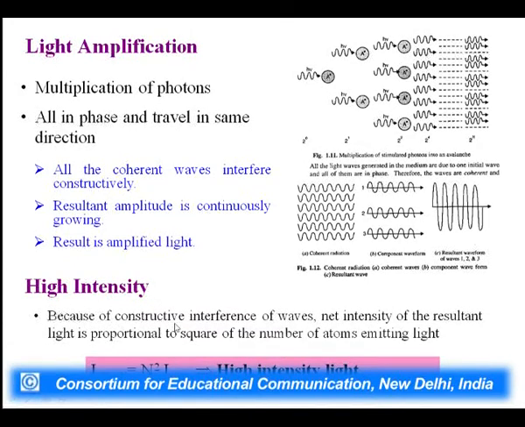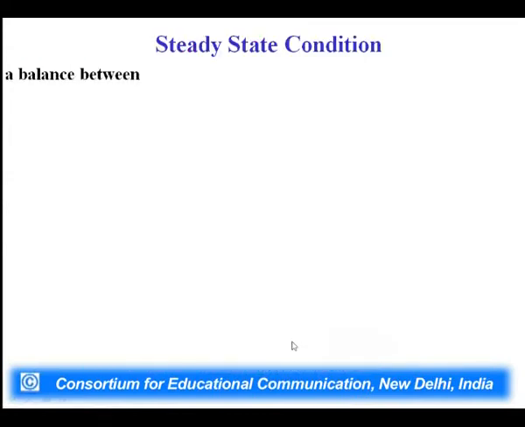What is high intensity? Because of the constructive interference of the waves, the net intensity of the resultant light is proportional to the square of the number of atoms emitting light, defined as I total is equal to N square into I, which defines high intensity light.